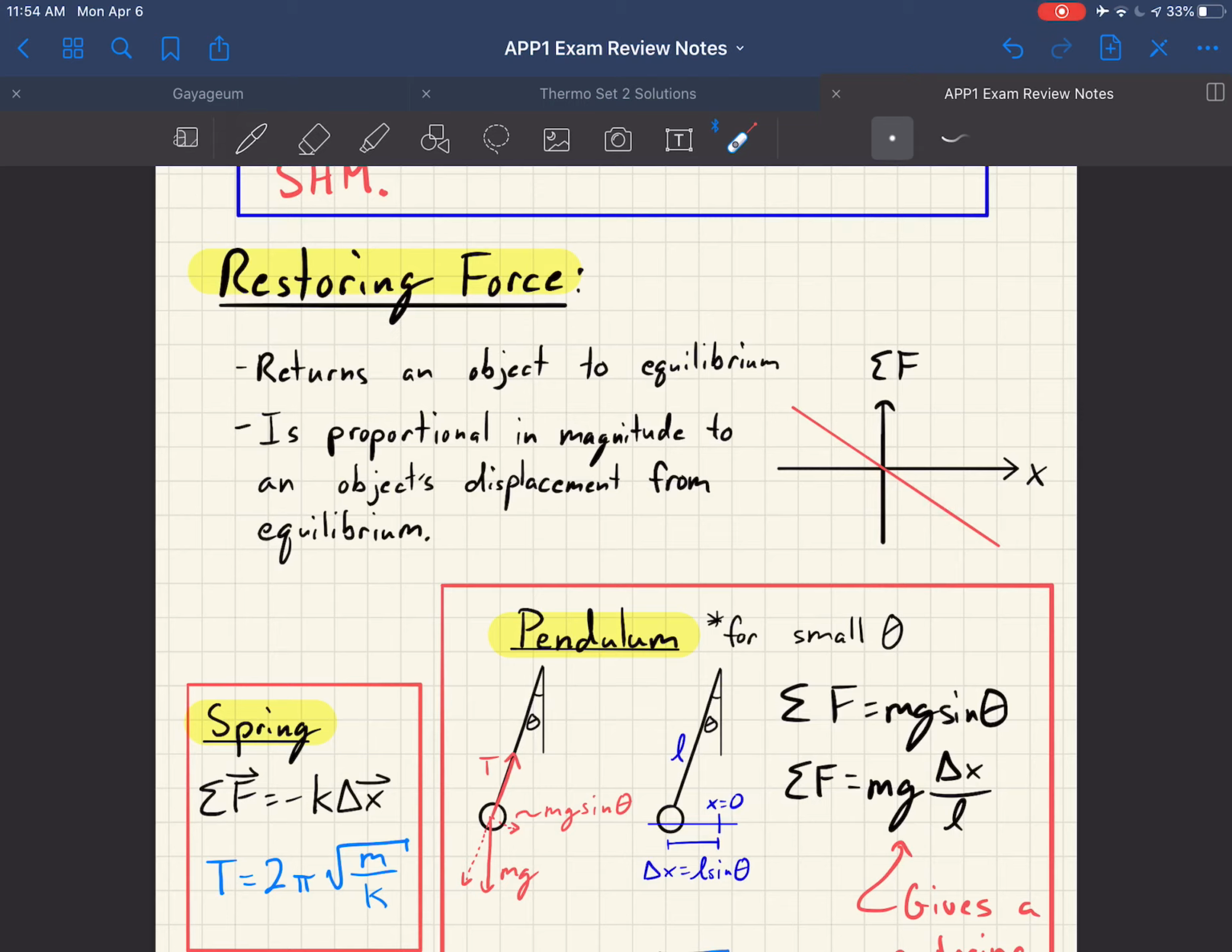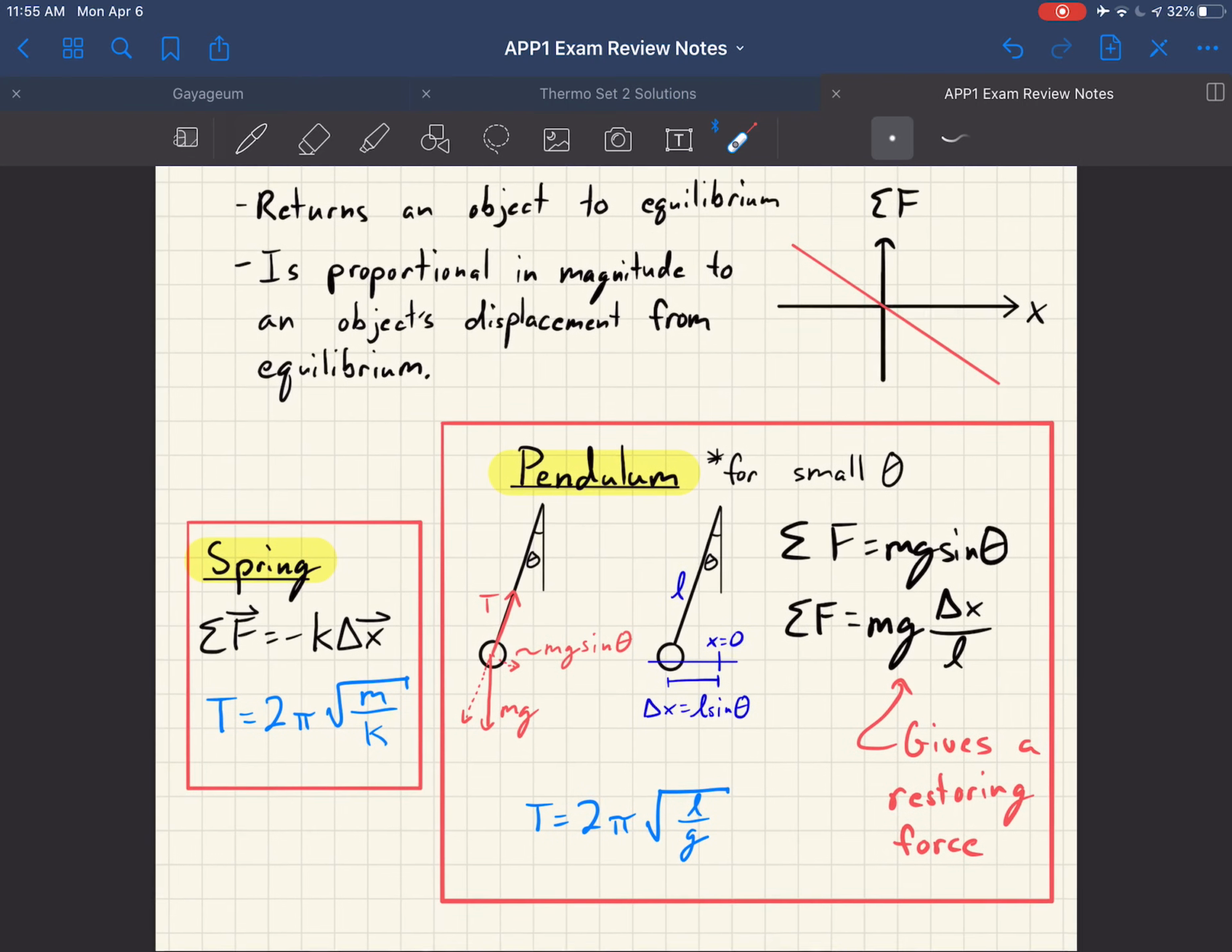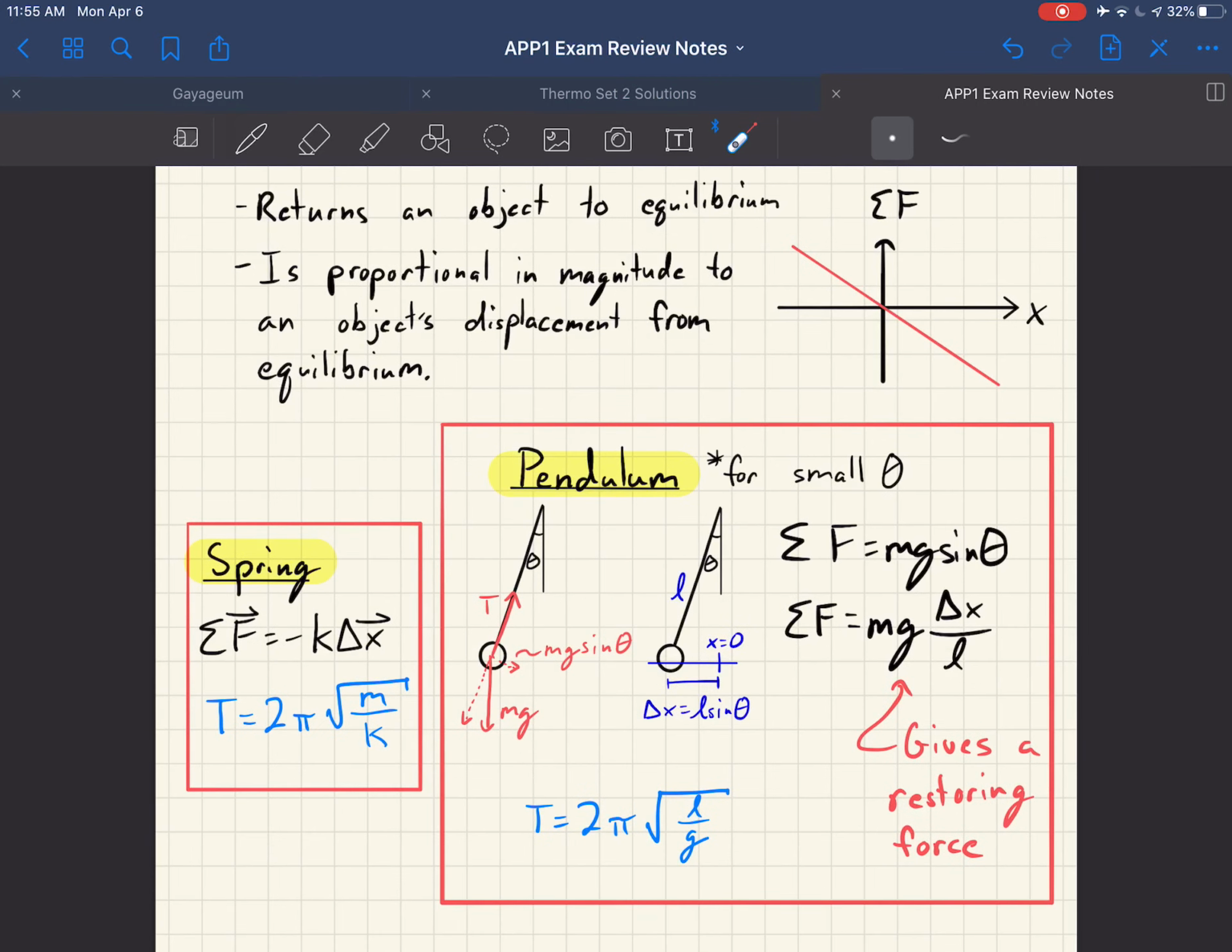And if we were to pull it the other way, the force would increase proportionally as well, but in the opposite direction. Because if the displacement is negative, for example, the force would have to be positive to push it back. The two main examples we looked at were a spring and a pendulum.